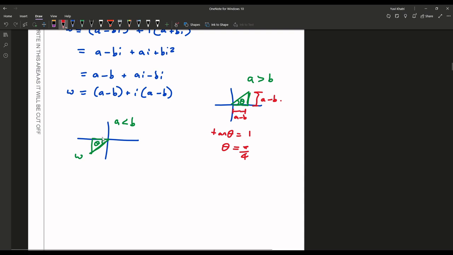Again, same thing. It goes a minus b across and a minus b down. So theta would be pi over 4. But since we're trying to find this angle right here, the argument of w will be -3 pi on 4, because this time we're going clockwise. So the answer to our argument of w equals -3 pi on 4 and pi on 4.